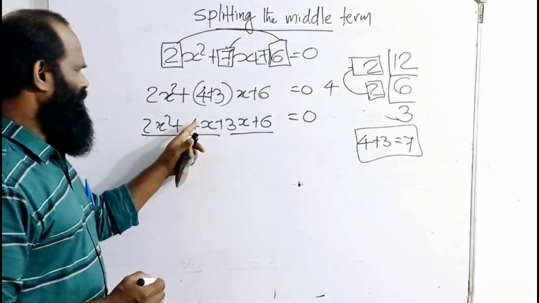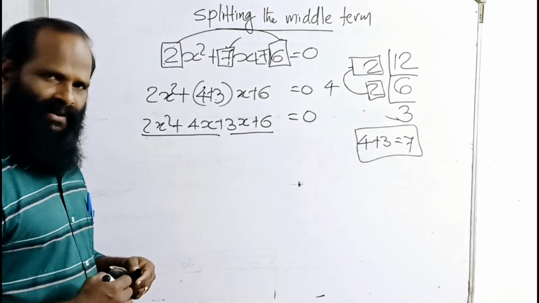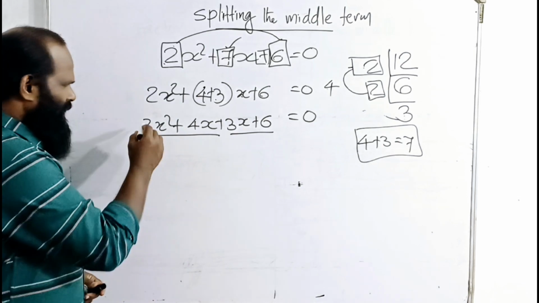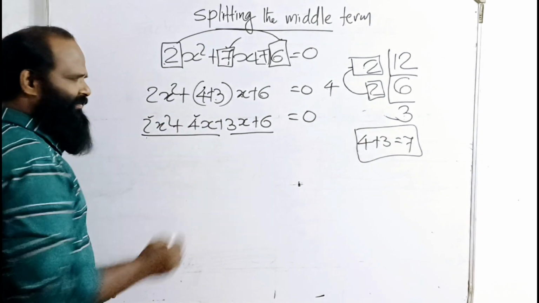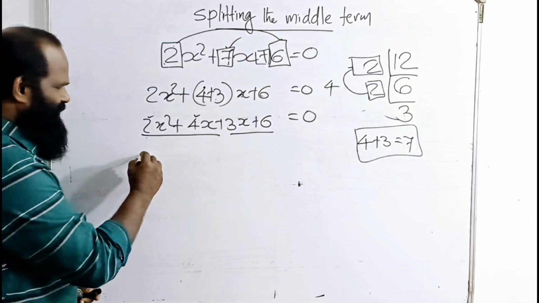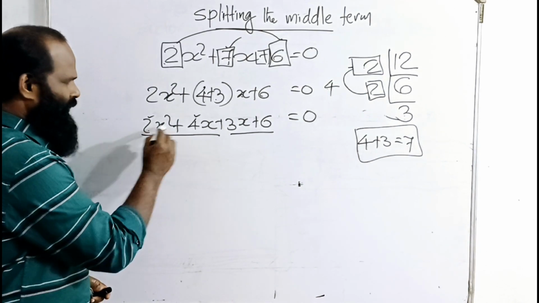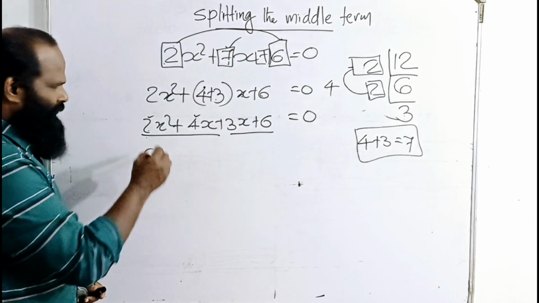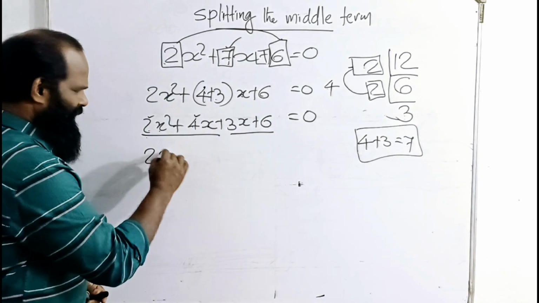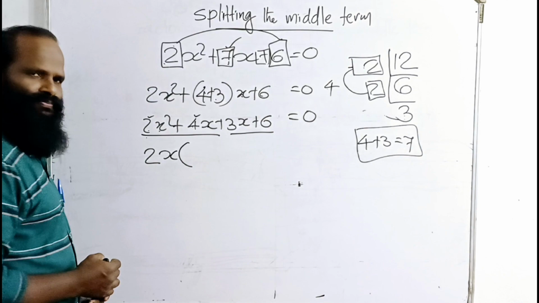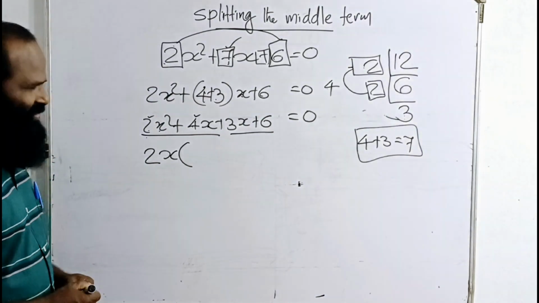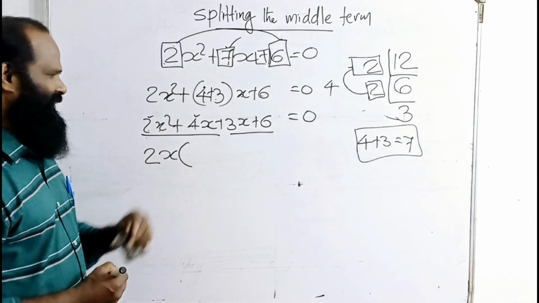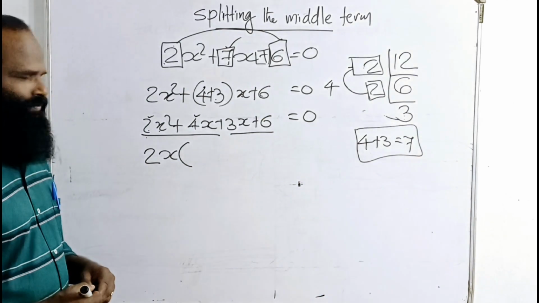Okay, we know that 2 and 4 have a number common, that is 2 is common for 2 and 4. That is out. And further, x square and x is also common. So in short, for 2x square and 4x, 2x is common.